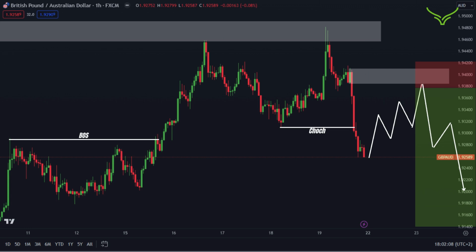This analysis guides our approach for the upcoming week on pound sterling to Australian dollar, as we remain vigilant for potential selling opportunities.